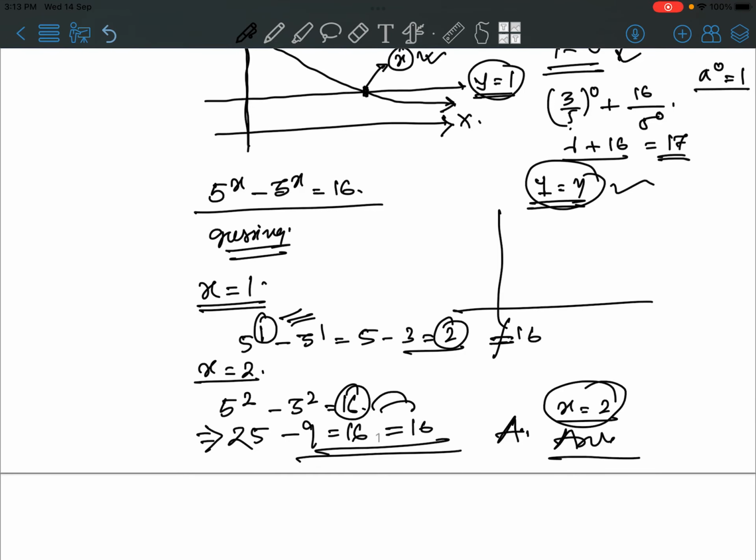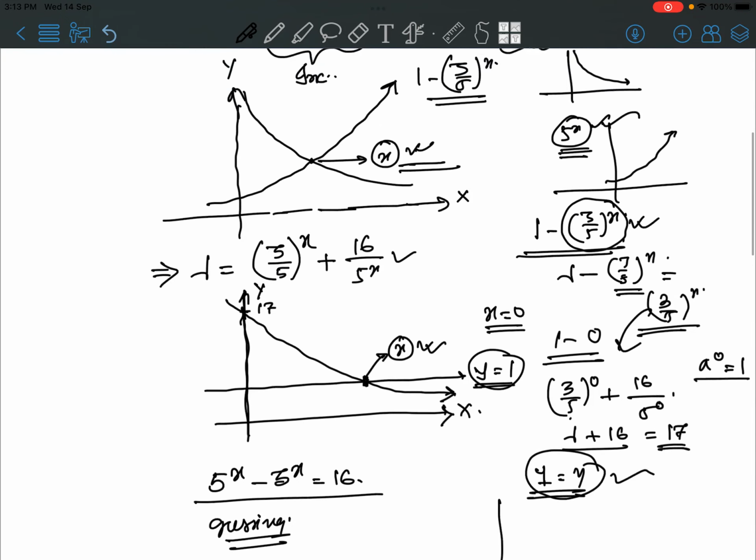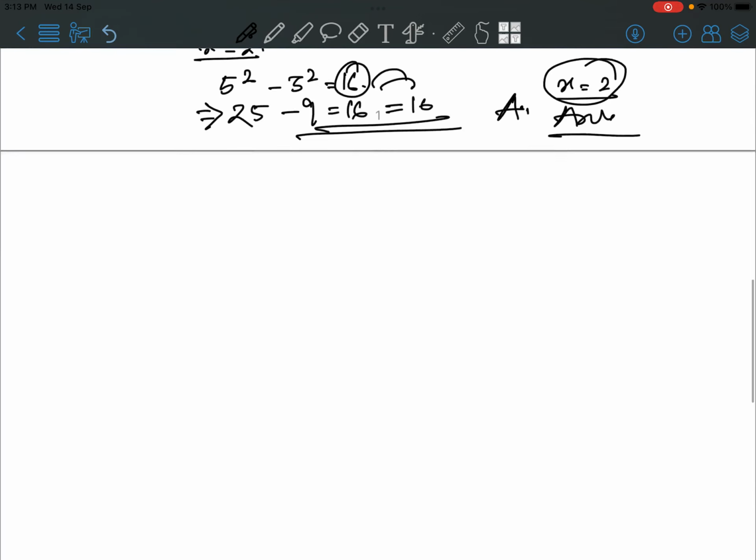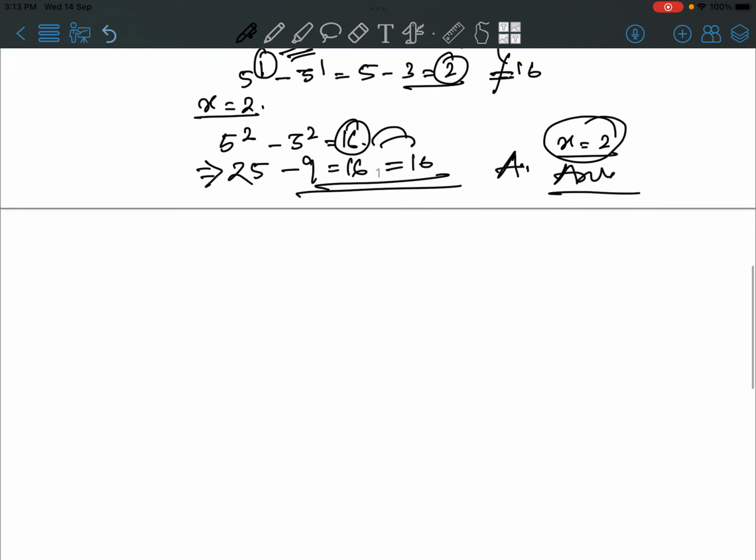This is the answer. This is an unusual method because we use guessing to solve the problem instead of using graphs, meaning the exponential graphs. So I am going to show you some of the graphs. I hope you will have ideas to solve problems of this kind.